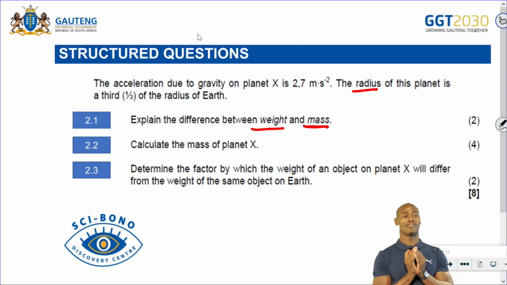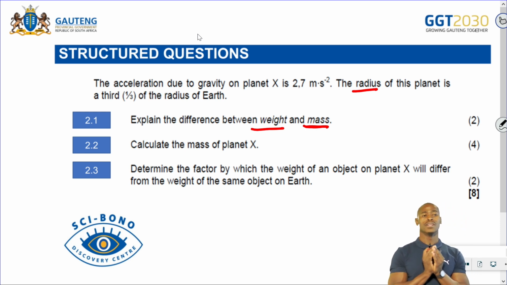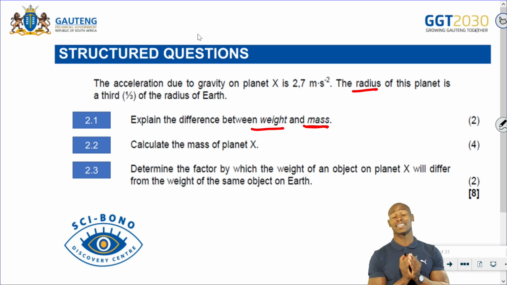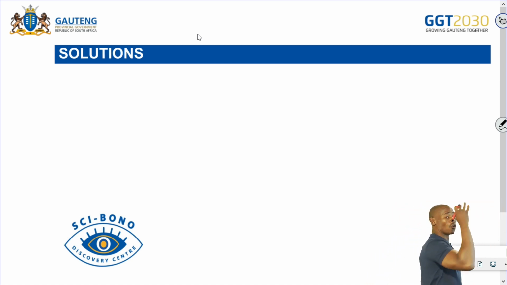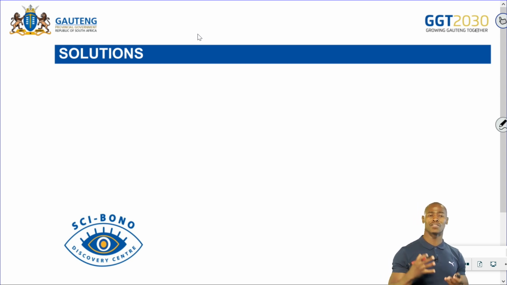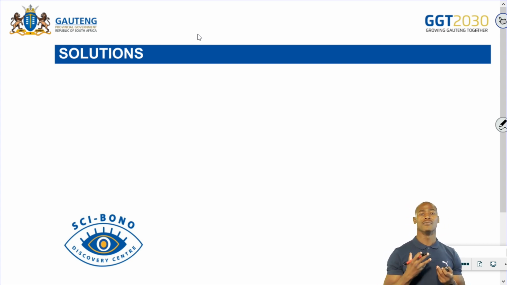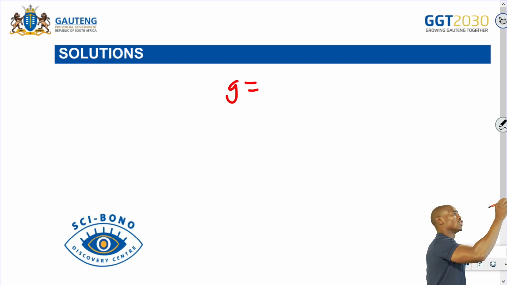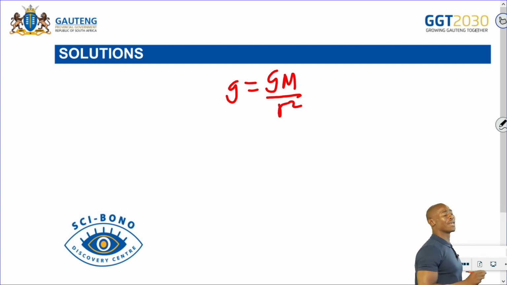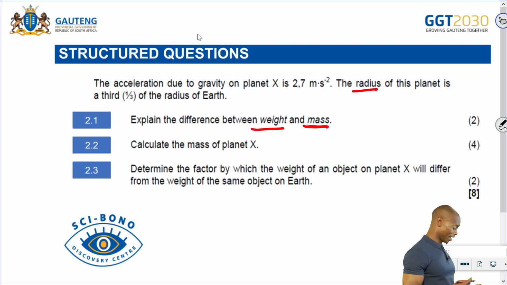Then the second question: calculate the mass of planet X. What is given is the acceleration due to gravity. Go straight to our data sheet and copy the correct equation, the one we use to calculate gravitational acceleration: g equals capital G M over r squared. We are given the acceleration due to gravity of planet X, which is 2.7.